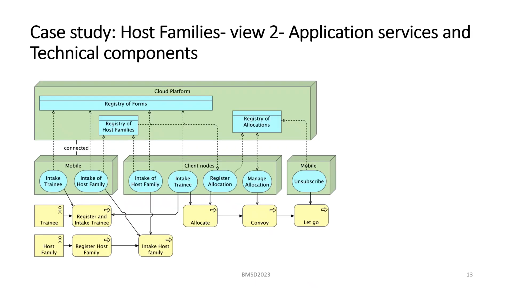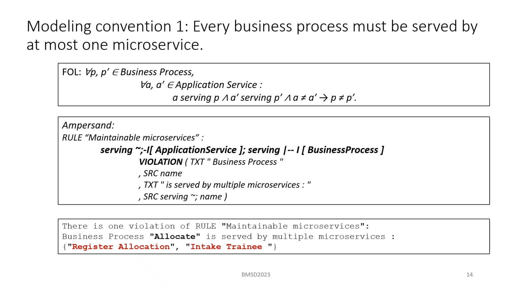The second view shows the application services and technical components: cloud platform with some registries, mobile devices, client nodes. With these two views, we used Ampersand to generate the metamodel. At this point, modeling convention 1 comes in. Every business process must be served by at most one microservice.